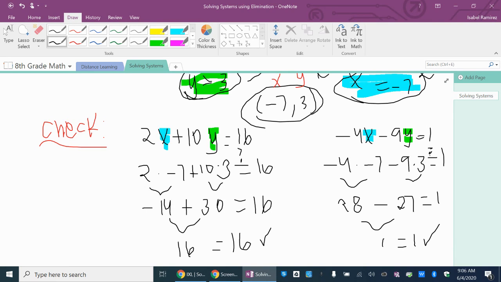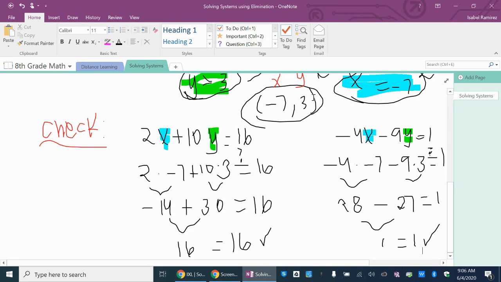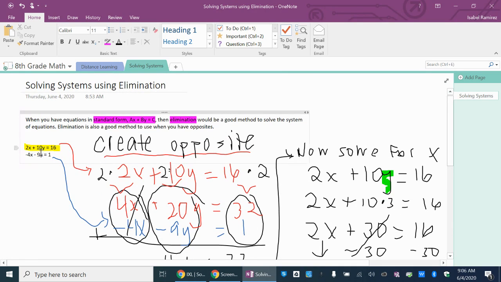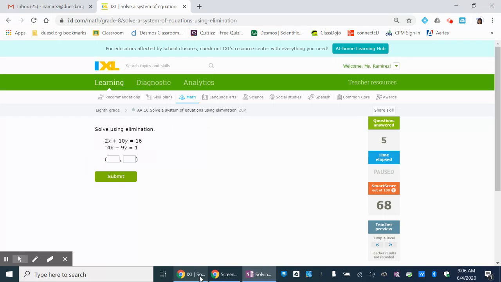So when x is negative 7 and y is 3, it balances out both equations. So the correct solution is negative 7 comma 3. But keep in mind that sometimes we're not going to have opposites, so we're going to have to do some math to one equation to then create opposites.